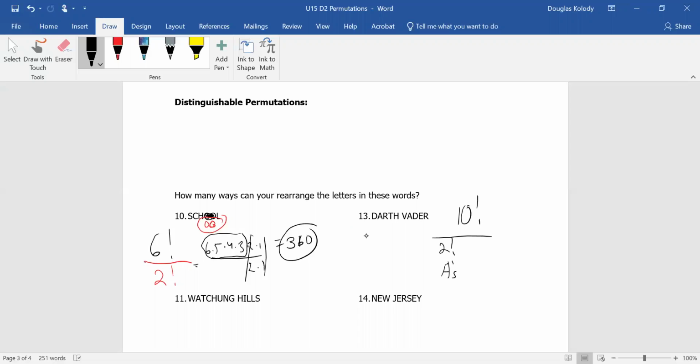Then I'm going to look again. Are there any other repeating letters? Yes, there's 2 R's. So I'm going to divide by another 2 factorial for the R's. And this, my friends, is my final answer.